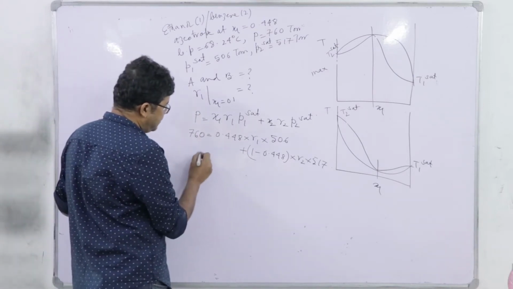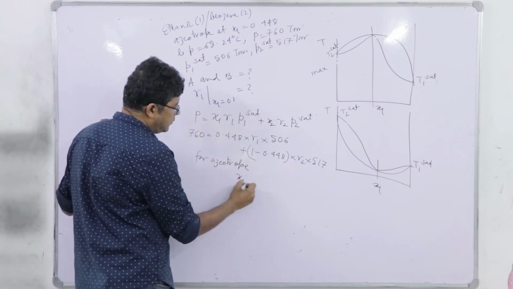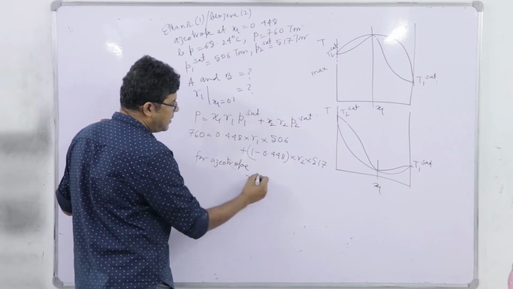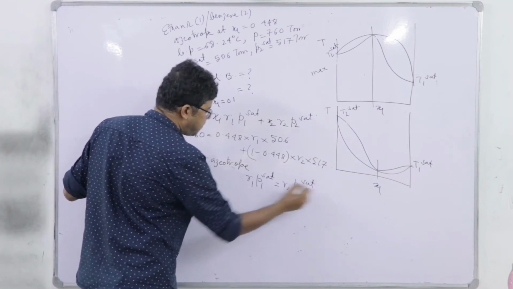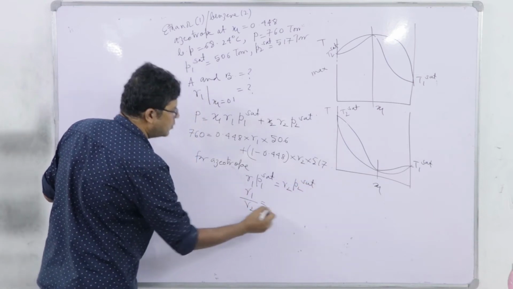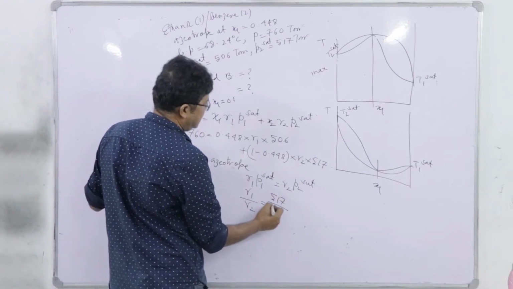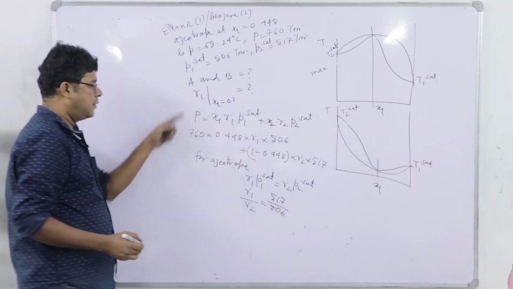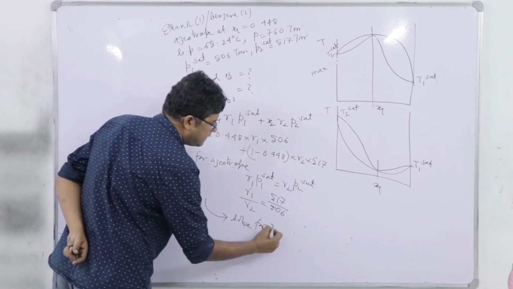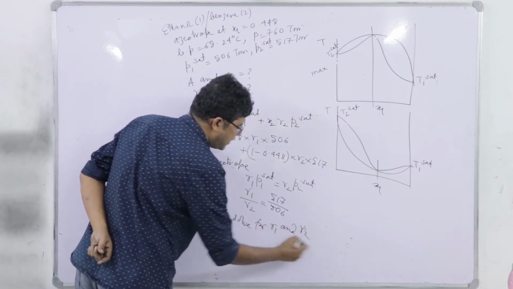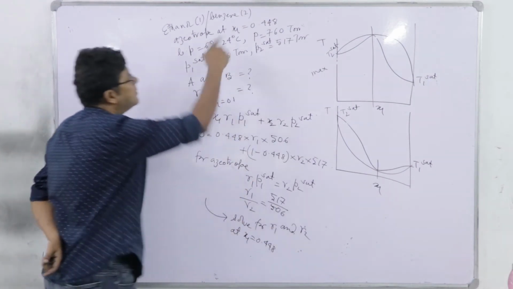And for azeotrope, gamma 1 P1 sat equal to gamma 2 P2 sat. So gamma 1 by gamma 2 is P2 sat, that is 517, divided by P1 sat, that is 506. So from these two we can solve for gamma 1 and gamma 2 at x1 equal to 0.448 and at that specific temperature and pressure.